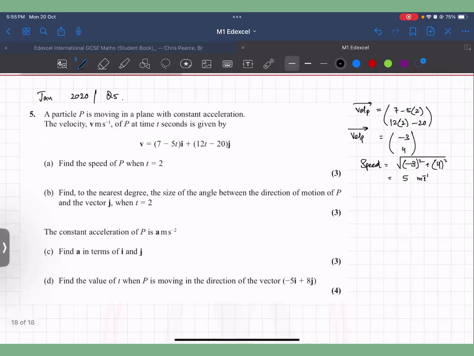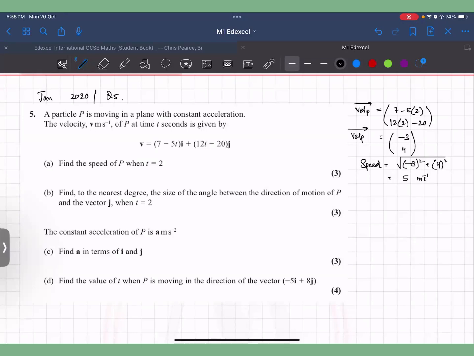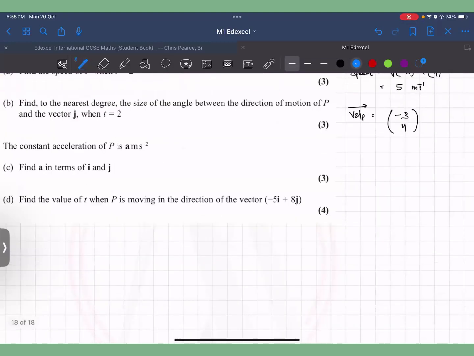Then find, to the nearest degree, the size of the angle between the direction of motion of P and the vector j. If we talk about only the velocity part, the velocity vector when time is 2 is equal to (minus 3, 4). So the direction is in the negative x, minus 3, and then plus 4. This is your velocity. They want the angle between the direction of motion of P, this arrow that I made, and the vector j. Vector j is the y axis. So they want this angle theta.